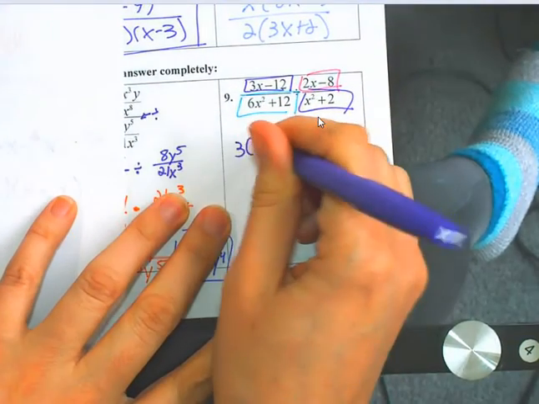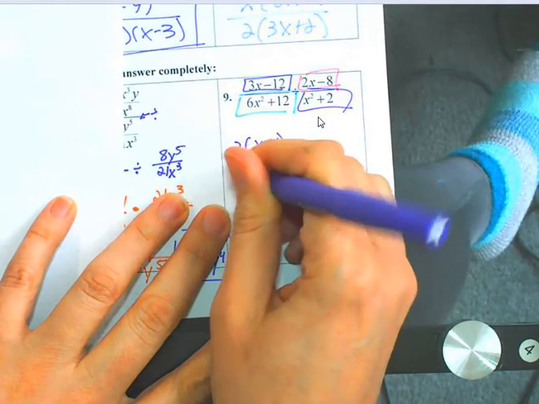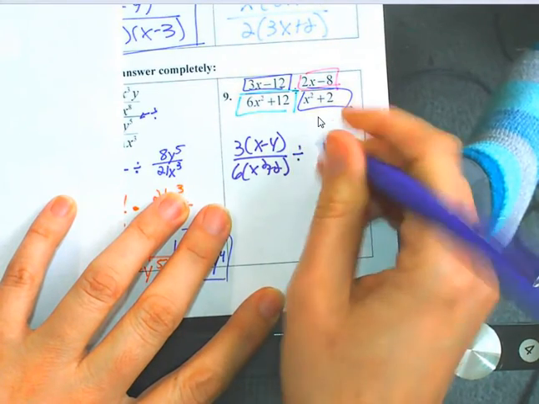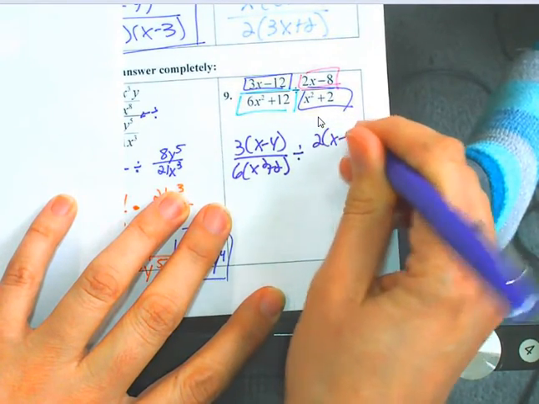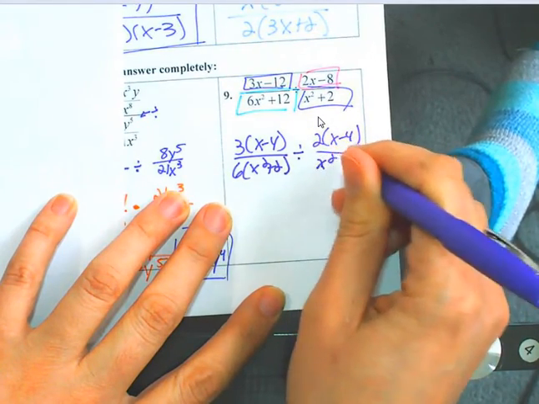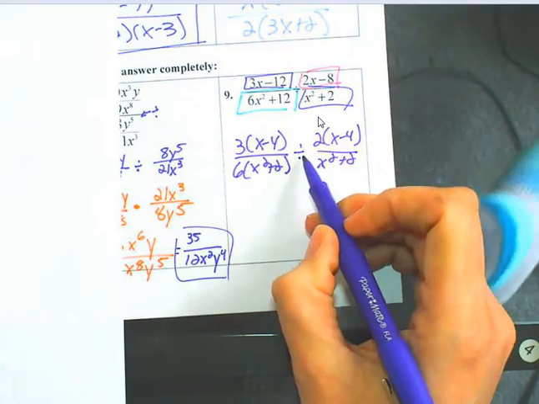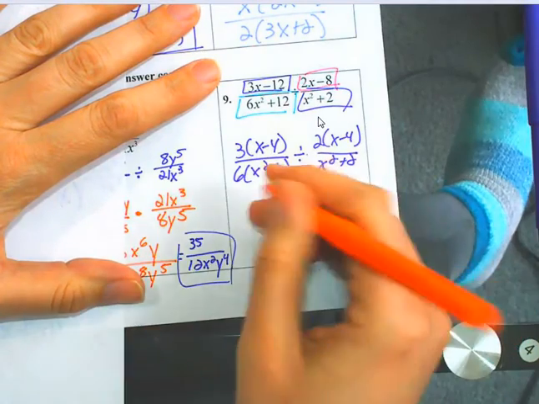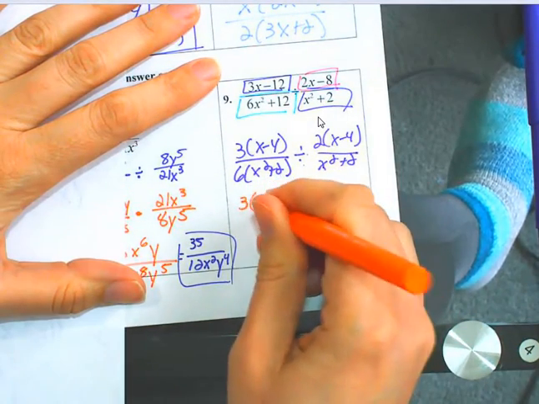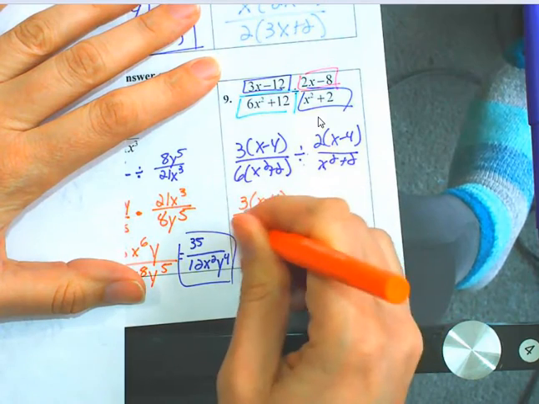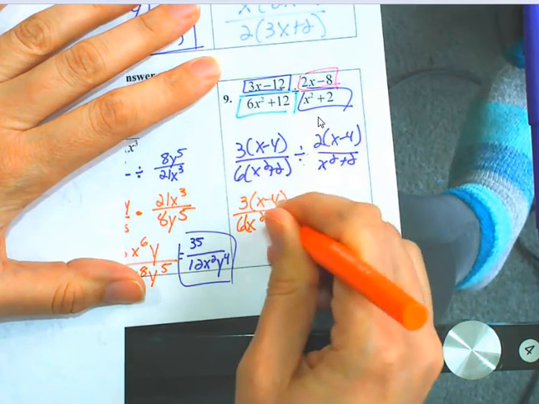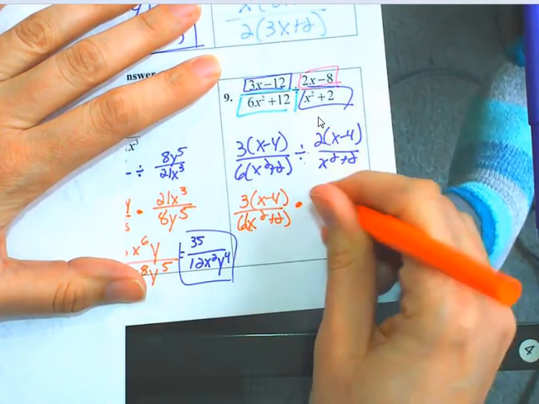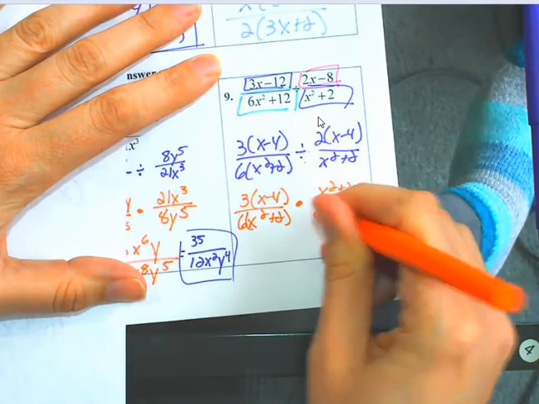3 times x minus 4 over 6 times x squared plus 2, divided by 2 times x minus 4 over x squared plus 2. Now remember, when we are dividing, we are multiplying times the reciprocal. So now I'm going to rewrite 3 times x minus 4 over 6 times x squared plus 2. Remember, the first expression doesn't change. Times, we're flipping, x squared plus 2 over 2 times x minus 4.